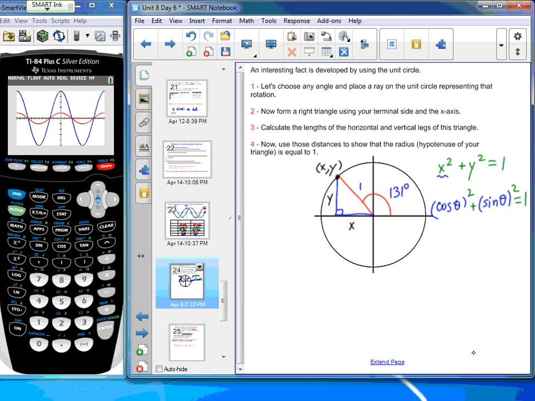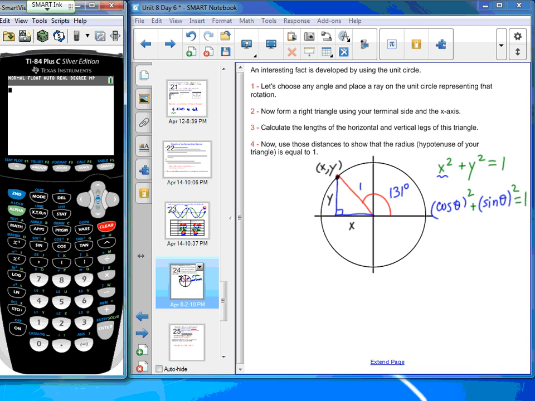So let's go ahead and take a look at that on our calculator. I'm going to do the cosine of 131 degrees. I'm going to square it plus the sine of 131 degrees squared, and I'm going to see if that does in fact equal 1. So big. It does. I get 1.